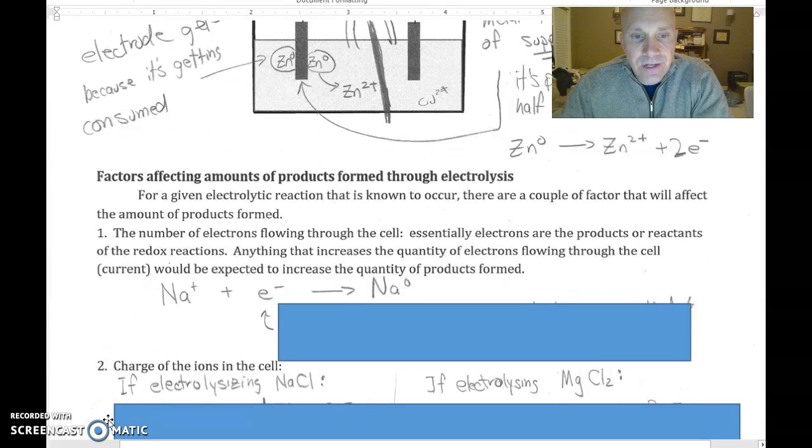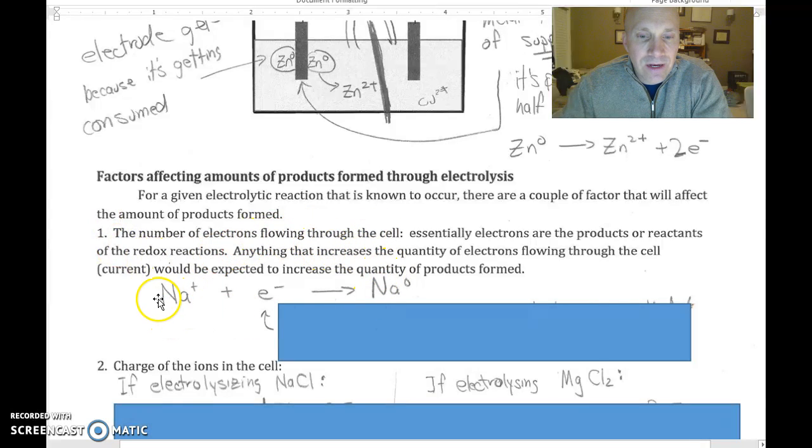So those were some factors that affected the types of reactions that you would see in electrolytic and voltaic cells. So what I want to focus on here are some factors that would affect the amount of products that you make. Not just what you make, but how much you make. All right. And the first is going to be the number of electrons flowing through the cell.